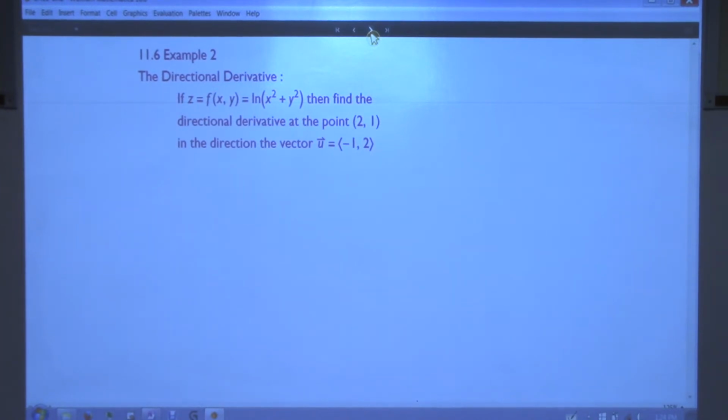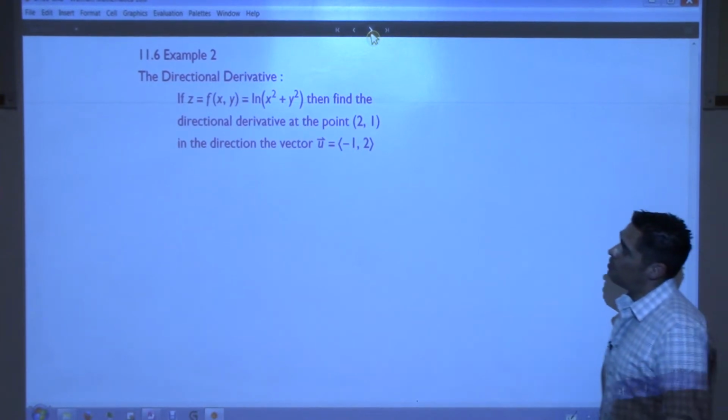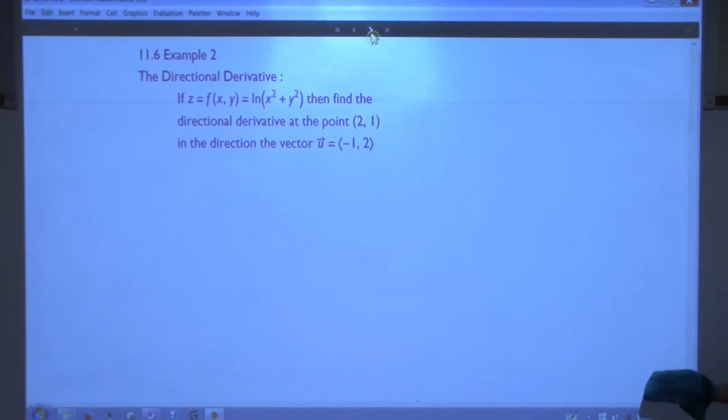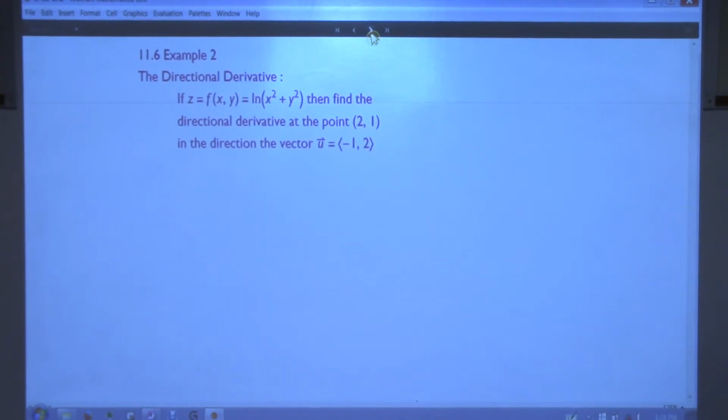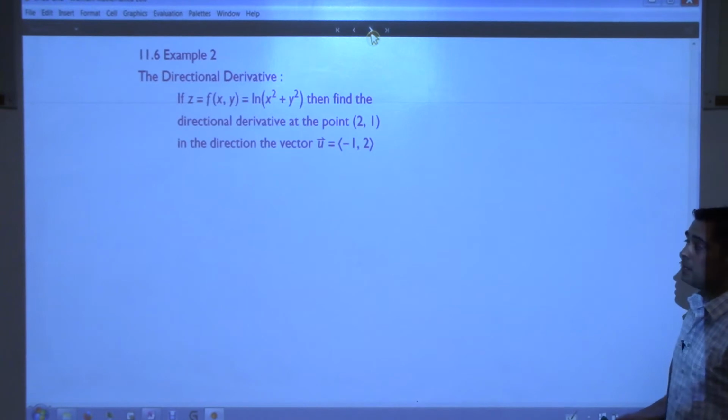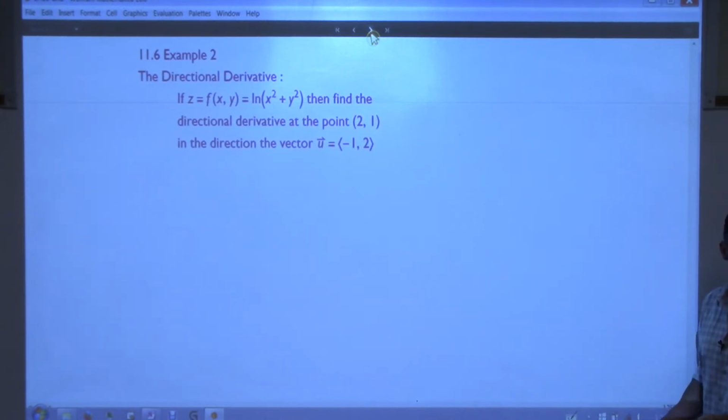All right, so z is equal to f of x is equal to natural log of x squared plus y squared. Find the directional derivative at the point 2, 1 in the direction of the vector u is 1, negative 2. This is a little different in this problem because in the last one, we gave you the direction by giving you an angle relative to the x-axis. This one, you're not given an angle. You're actually just given a direction vector, right?